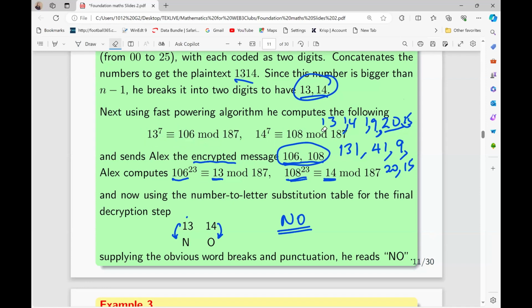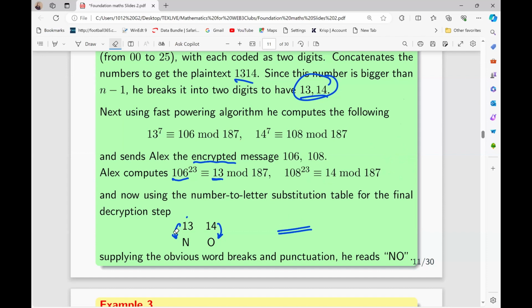Now, I'm not going through the fast powering algorithm because I know we did that in one of our lectures, but I can do one here because I can see a shorter one. Let me do the shorter one, 14 raised to 7. Then this 13 raised to 7. This one I can do because they're short. But then you can do the raised to 23. That one you can do later and see what you get. Let's just do this one because it's short.